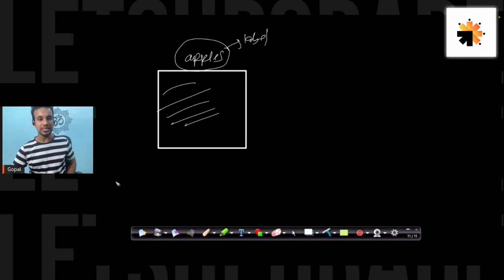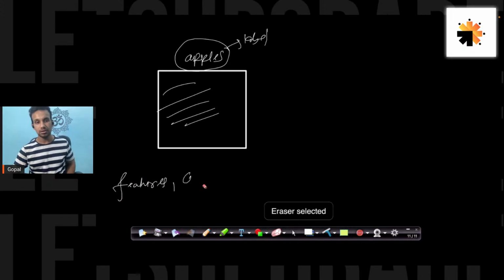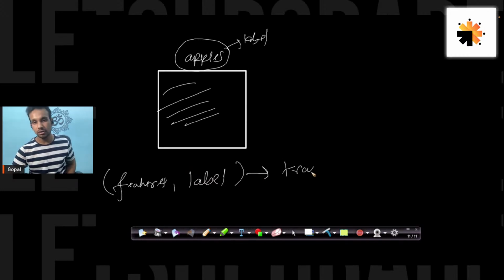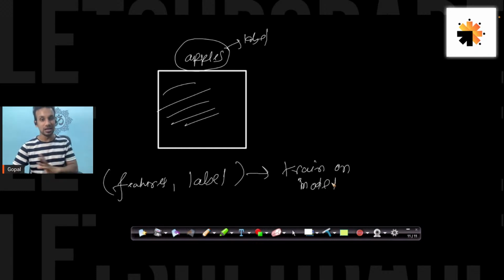So what we do, basically, is provide features and labels, and we train the model. Now we know what exactly the model is, right? I'm not tripping you up. If not, just go back again. So this is your trained model. We train on this model, and we create a supervised machine learning model that can predict.